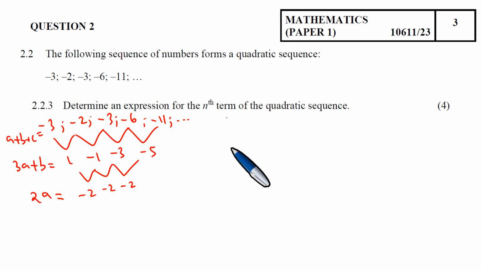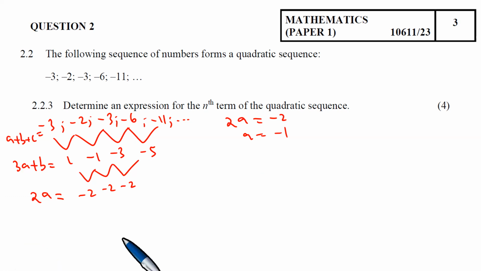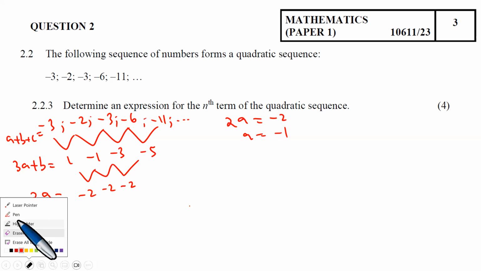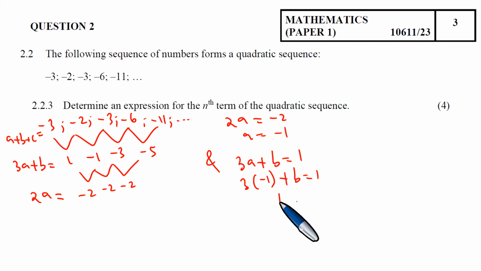Hence here you have 2a equals minus 2, which means a is minus 1. So you have got the value of a, and you just need to get the value of b and then the value of c. So 3a plus b is equal to 1. 3a is minus 3, plus b is 1. What is b? 3 times minus 1 is minus 3; you add, and b becomes 4.